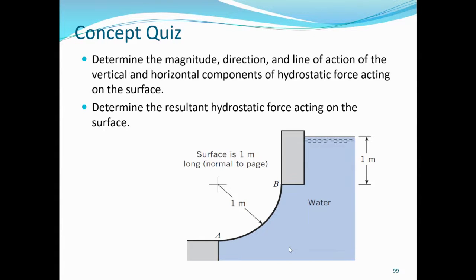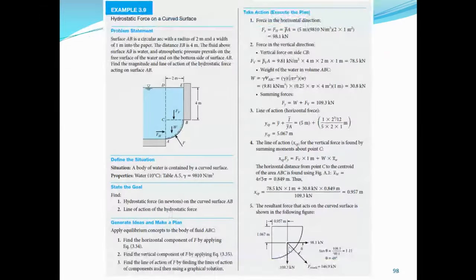It says: determine the magnitude, direction and line of action of the vertical and horizontal components of hydrostatic force acting on the surface. Determine the resultant hydrostatic force acting on the surface. You remember we took this example, which is somewhat similar, except that now water is not above the surface, but below it. So how is the geometry? How is the calculation going to change now?